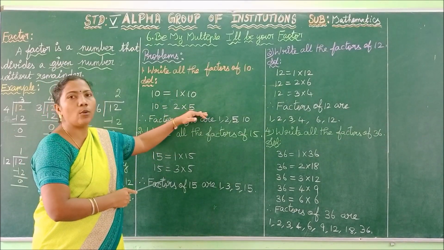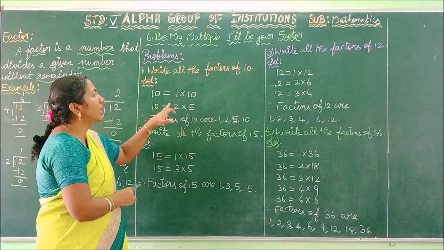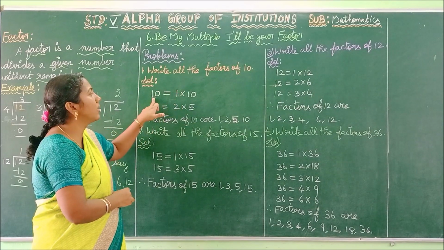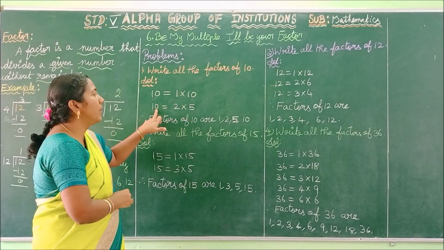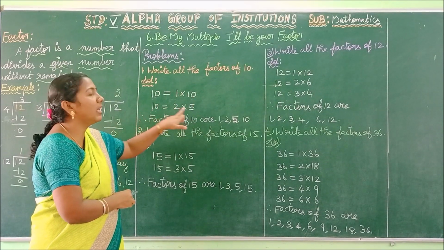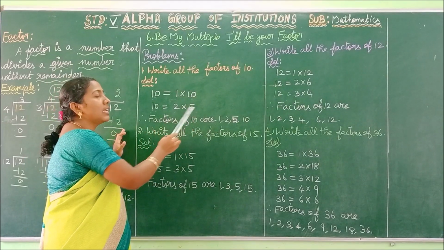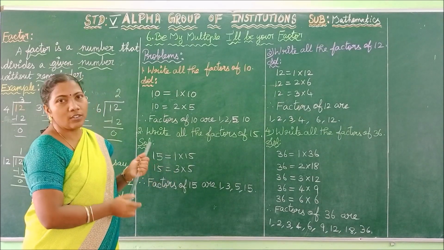So up to this you have to stop. Okay. So we can easily say that 10 can be divided by 1 as well as 10 can be divided by 10, and 10 can be divided by 2, 10 can be divided by 5 without remainder. So we can call these numbers factors. Do you understand, children, what I am saying?